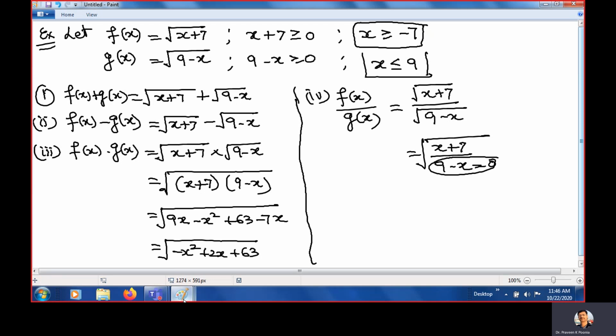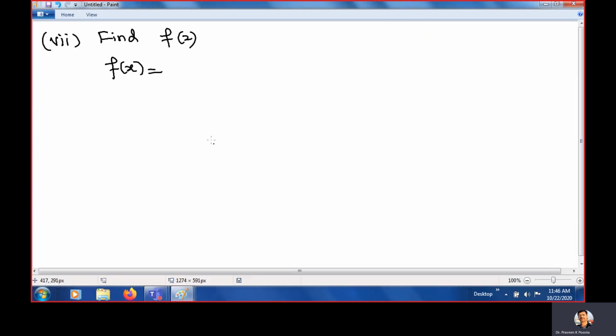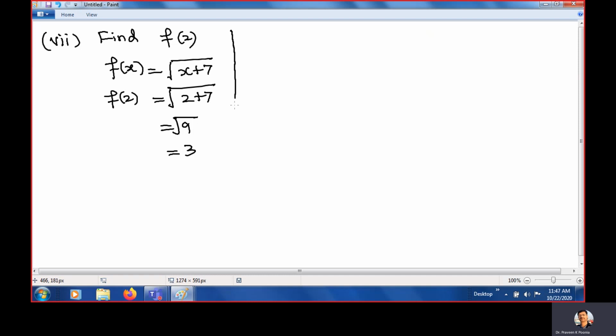The value of f(x) is root of x plus 7. Now he needs the value of f(2). So how can we find f(2)? Just replace x by 2. Root of 2 plus 7, it is root 9 and the answer is 3. This is question number 1.